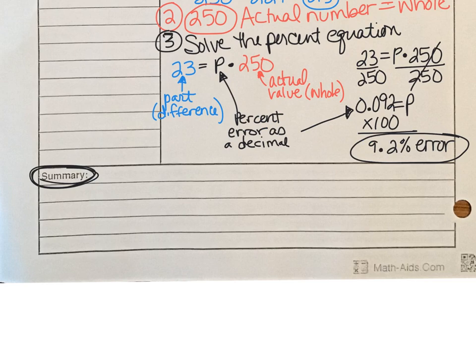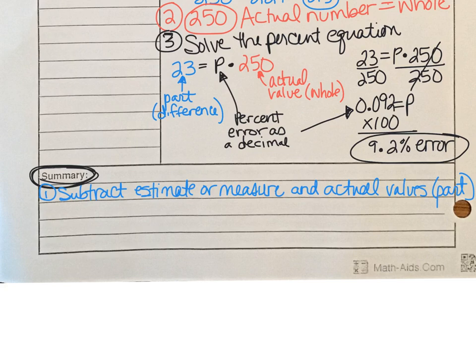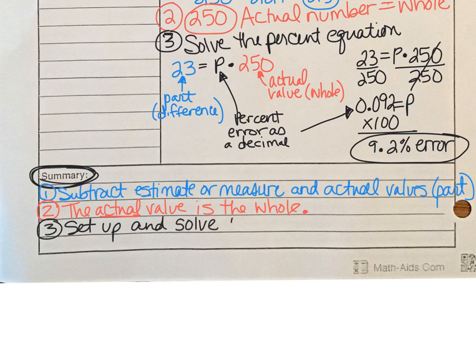Now let's take a look at this summary. Step 1 is to subtract the estimate or measure and the actual values in order to find the part. The actual value is the whole amount. And now that you have a part and a whole, you can set up and solve the percent equation. Now you're ready to try some work on your own.